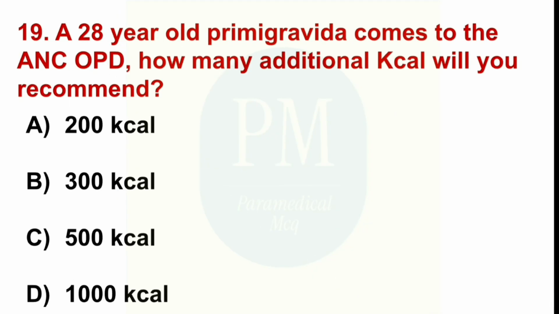A 28-year-old primigravida comes to the ANC OPD. How many additional kilocalories will you recommend? Option A. 200 kilocalorie. Option B. 300 kilocalorie. Option C. 500 kilocalorie. Option D. 1000 kilocalorie. The correct option is option B. 300 kilocalorie.